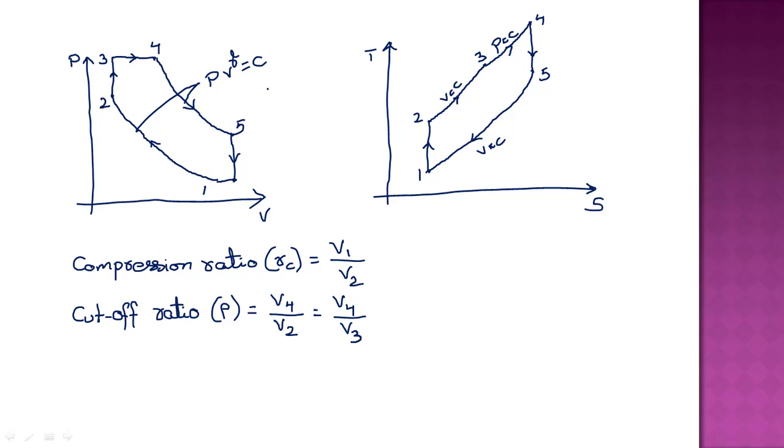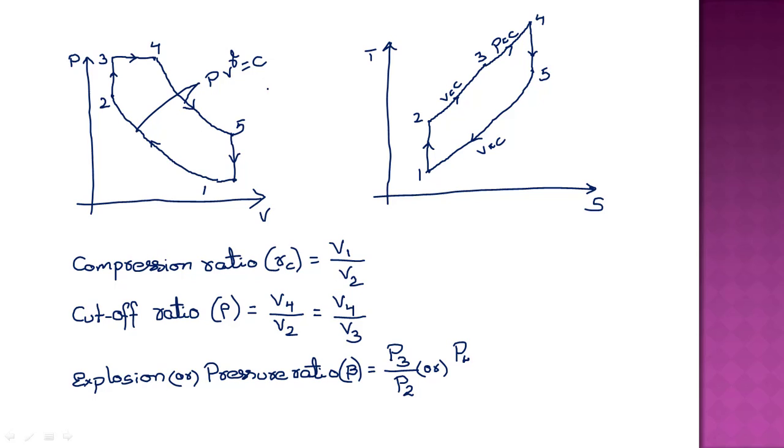Then here we will come across one more ratio called explosion or pressure ratio. So this is denoted by beta, which is the maximum pressure to the pressure after compression. So P3 by P2, or you can also consider it as P4 by P2 as the explosion or pressure ratio.